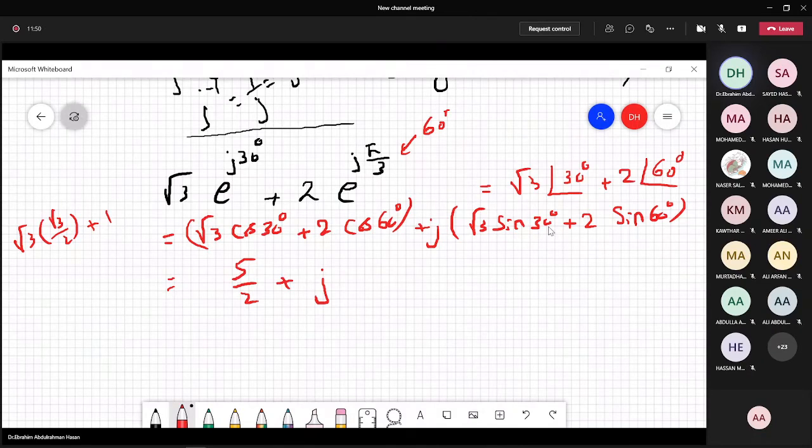Sine 30 is equal to half, so then it is root 3 over 2, plus sine 60. Sine 60 is root 3 over 2, so then plus root 3. Okay, you just need to add these two together.